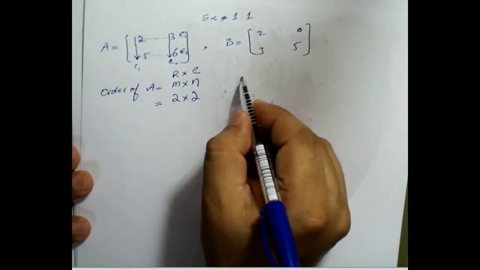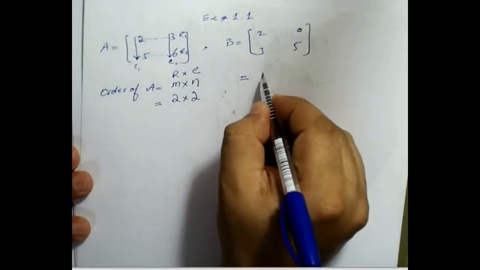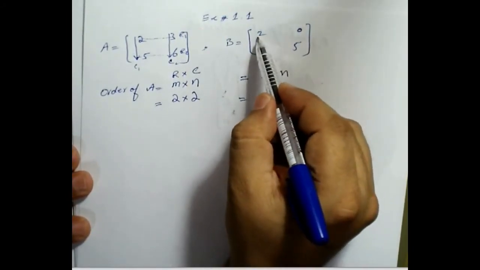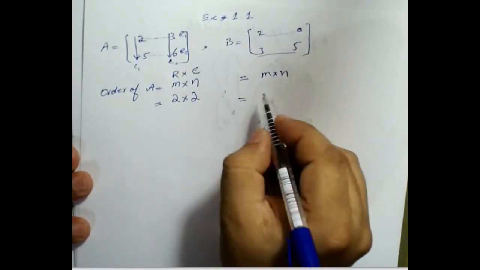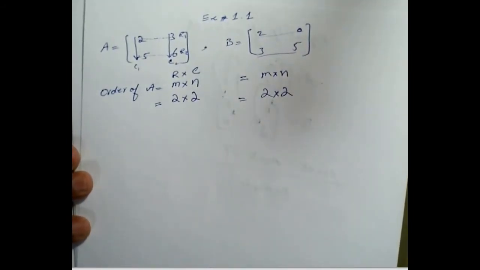Next, the order of B will be the same, M cross N, and as you know, 2 rows and 2 columns, so the same thing, it will be 2 by 2.